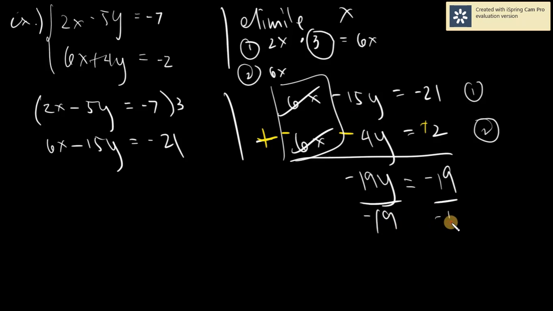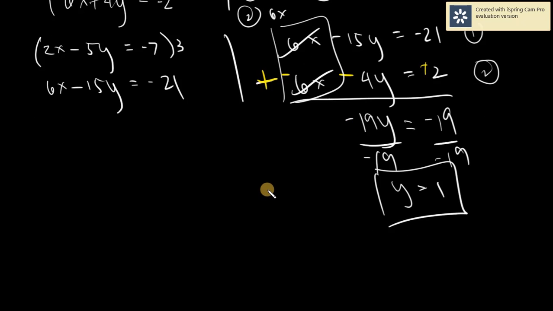Divide both sides by negative 19. y is equal to 1. Hold on to that, the y that is equal to 1. Next, substitute. Substitute to any equation.